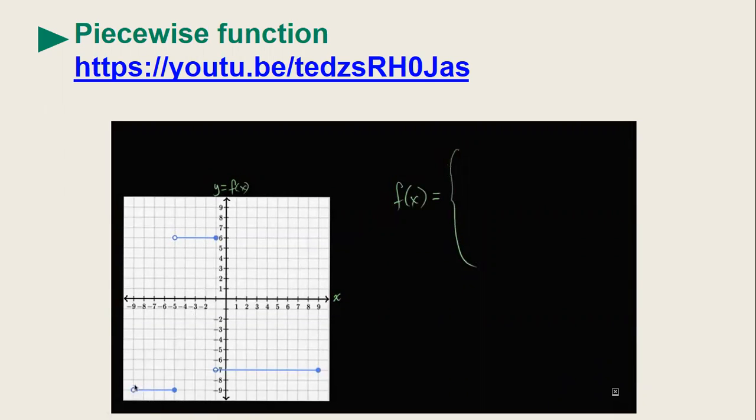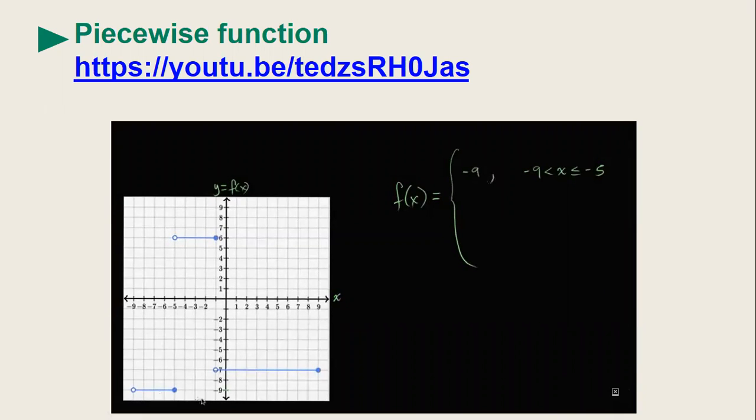Now, this first interval is from not including -9. I have this open circle here, not a closed-in circle. So not including -9, but x being greater than -9 and all the way up to and including -5. So I could write that as -9 is less than x, less than or equal to -5. That's this interval. And what is the value of the function over this interval? Well, we see the value of the function is -9. It's a constant -9 over that interval.